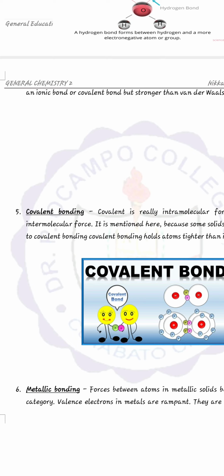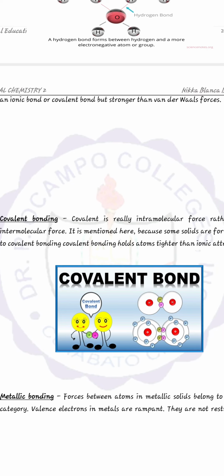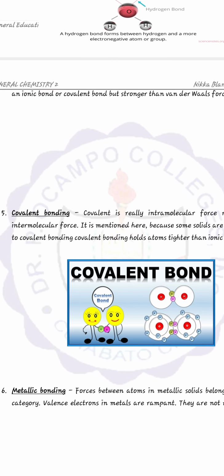And covalent bond also exists in two types of molecules. It is also defined in non-polar and polar molecules. In the statement, it says that covalent is really intramolecular forces rather than intermolecular forces. In the later part of our discussion this semester, I will also introduce intramolecular forces. What is the definition of the two forces? How do the two forces connect to each other? And what is the importance of knowing the difference between intermolecular and intramolecular forces?